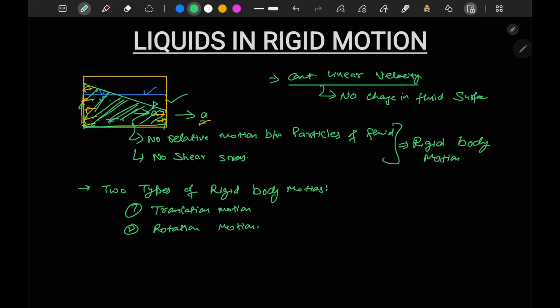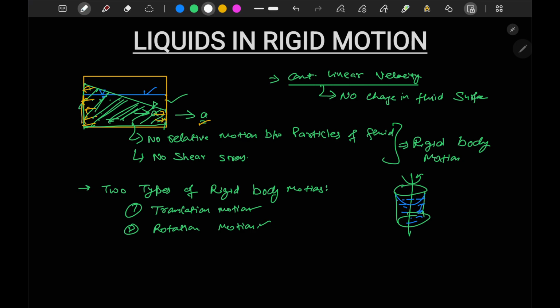The example I have discussed is for translation motion. For rotation motion, let's consider a different, say cylindrical, container. Let's say the cylindrical container is rotated about the central axis. What will happen? Your initial water surface will become something like this, and this volume here becomes your rigid body. There won't be any relative motion between these fluid particles now. This is your example of rotational motion.